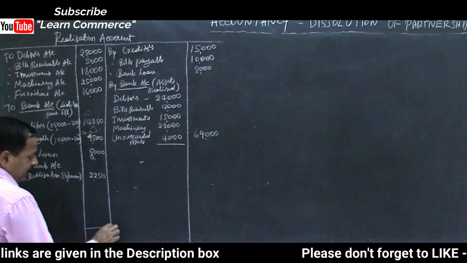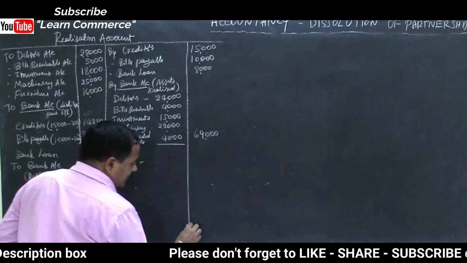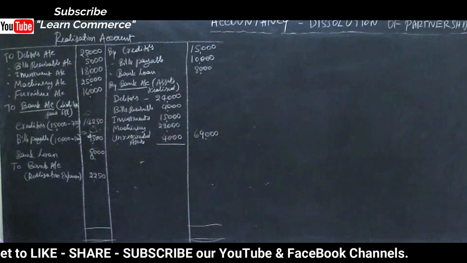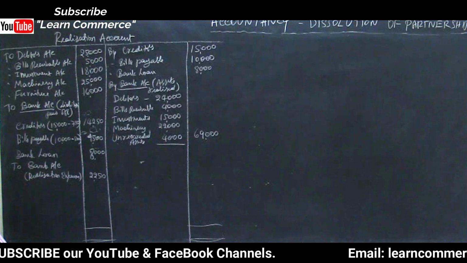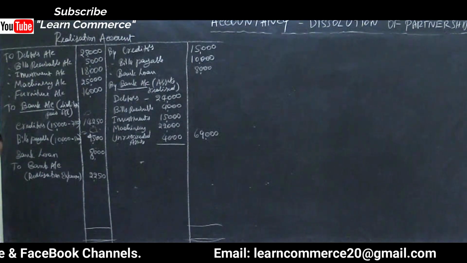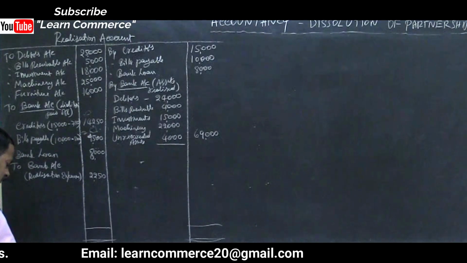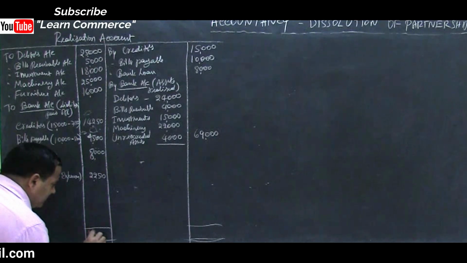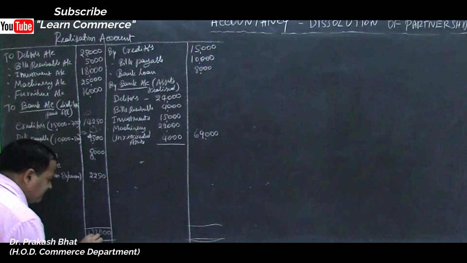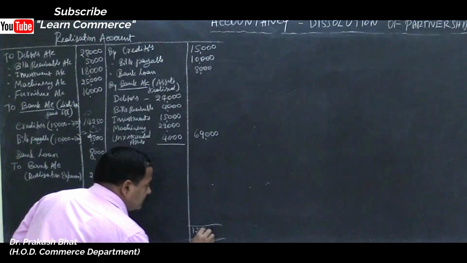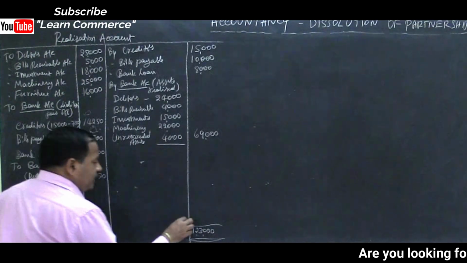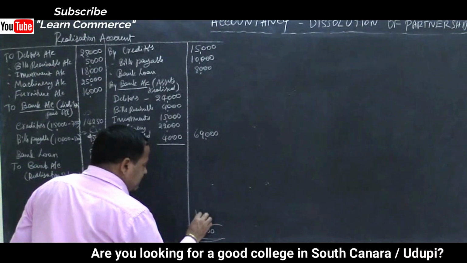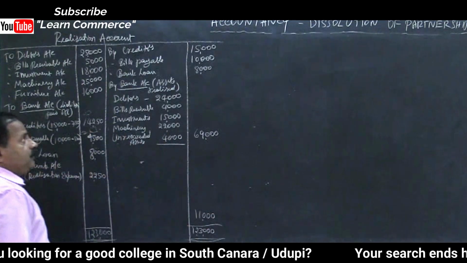Now find out which side is greater. The debit side is greater than the credit side, that means there is a loss again, right? So 1,23,000 is the total. Write the same total on the other side, 1,23,000. The difference is how much? 11,000. 11,000 is the difference. Find out.